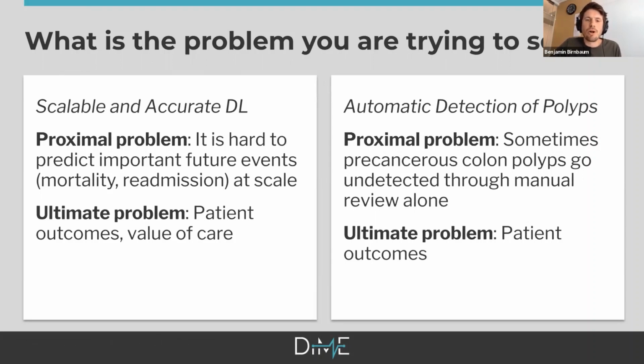I think there are probably two ultimate problems here. The first is just improving patient outcomes. So presumably, connecting the dots, if you could accurately predict in-hospital mortality, you could act more effectively to prevent it. And the second is cost effectiveness, or value of care. If you could predict unplanned readmission, you could act to prevent it, thus saving a lot of money along with improving patient outcomes and experience. For the second study, the proximal problem is that detection rates of precancerous polyps aren't perfect when it's just one human watching the video feed. And the ultimate problem is, again, improving patient outcomes, since presumably if you can detect more precancerous polyps, you can reduce the mortality rate from colon cancer.